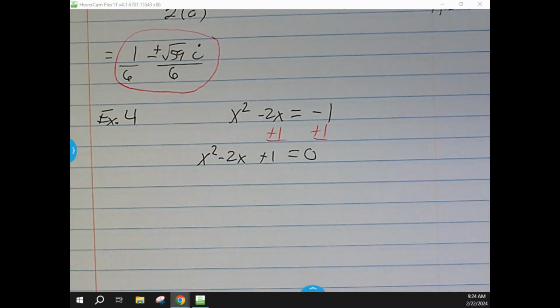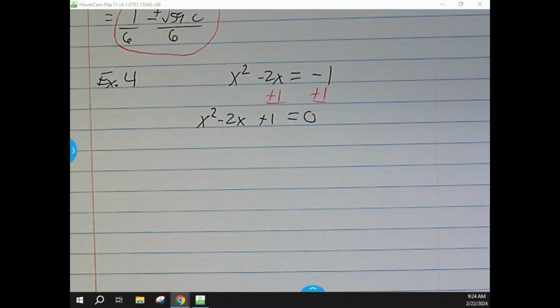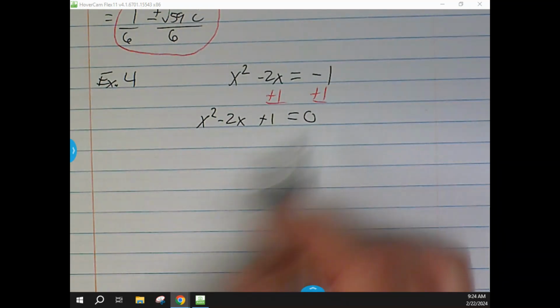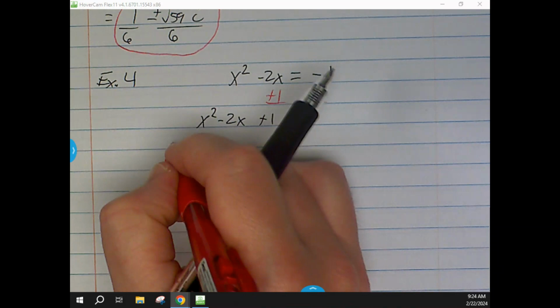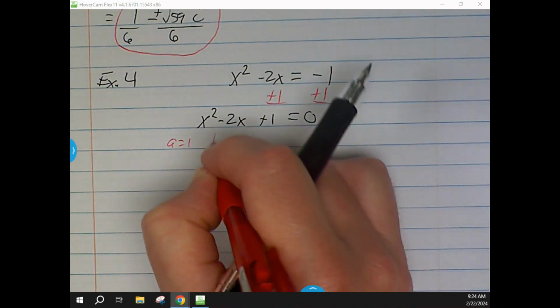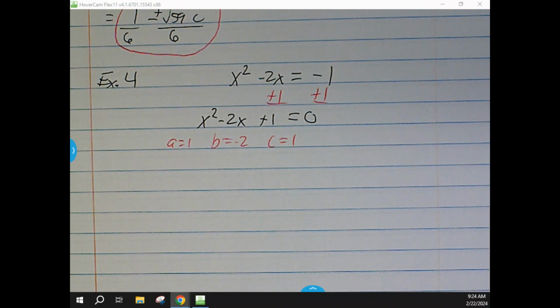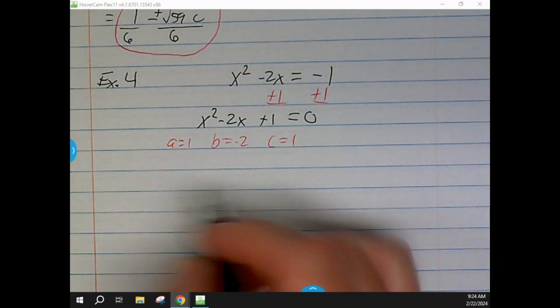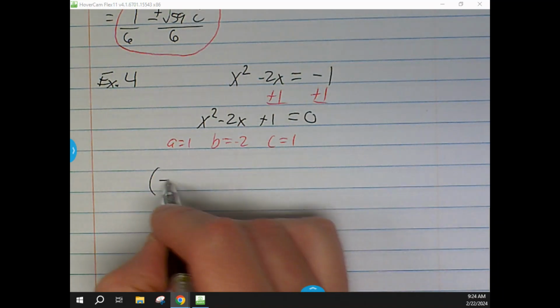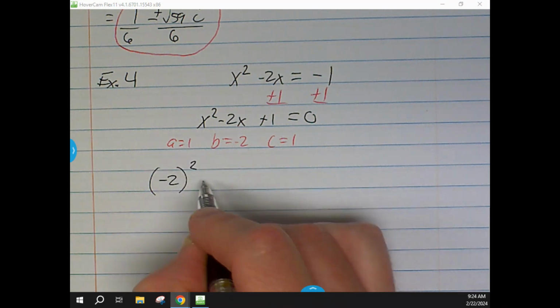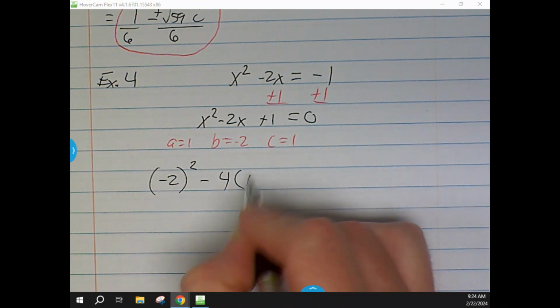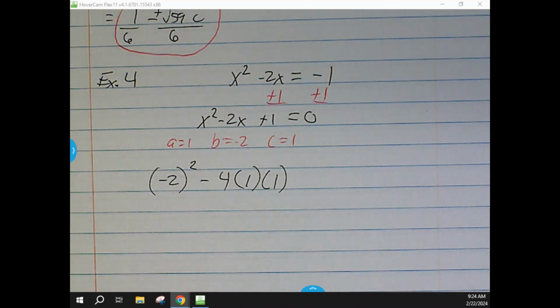Okay, and again, they should ask you to find the discriminant just to make sure we've got everything here. So once we've got it all equal to 0, then we've got our values. We know A is 1, our B is negative 2, and our C is 1. So we go B squared minus 4 times A times C.